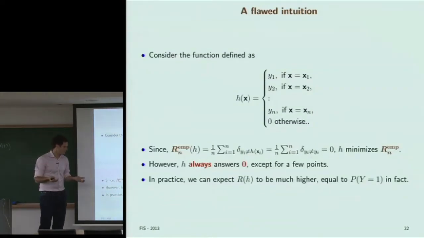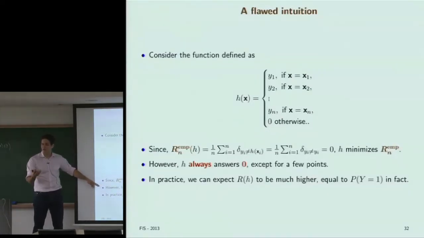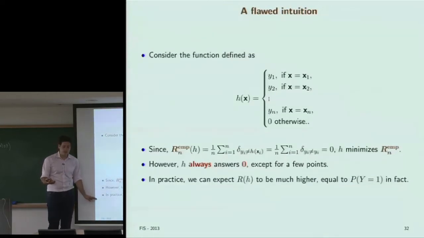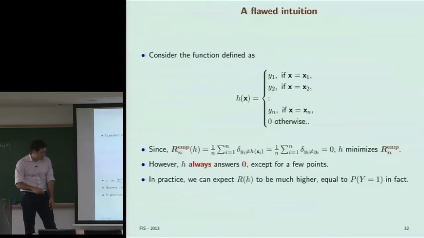Okay? Of course, I will make 0 mistakes on the answers that you gave me before, but it's very likely that I will make a lot of mistakes on new points that will appear because they were not in the database to start with. Since I will always say 0 whatever the new point that you give me, it's very likely that I will make a lot of mistakes. And actually, if you compute the true risk of the function h, then you will get the probability of y equals 1.